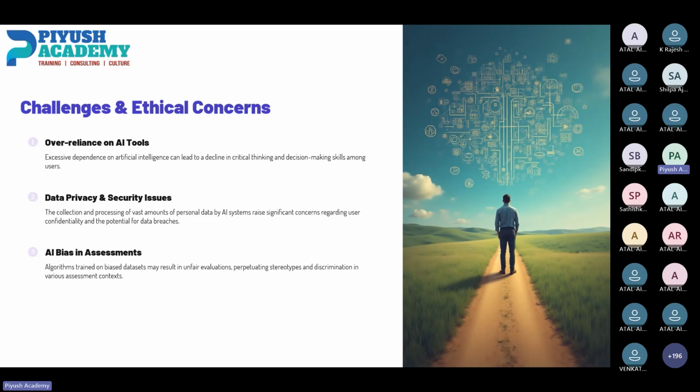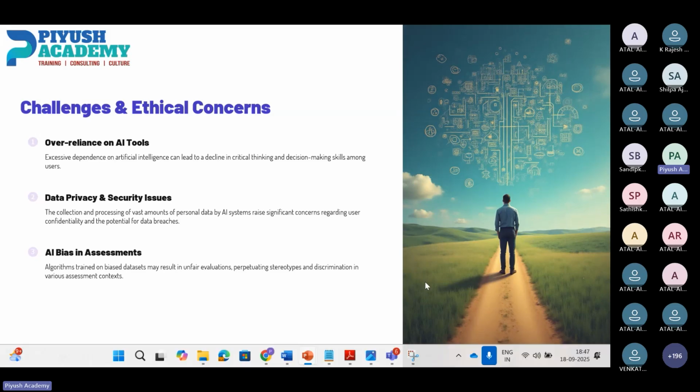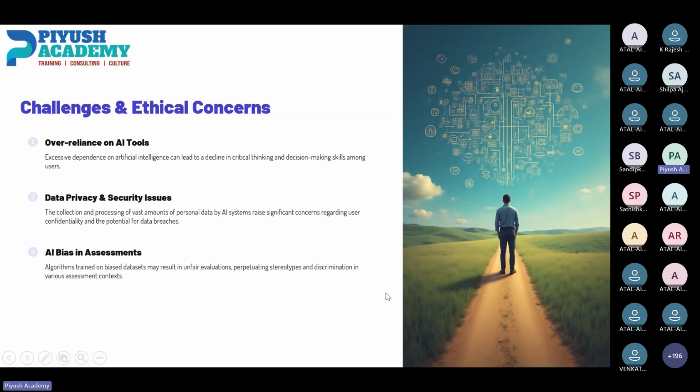Now AI bias in assessment. Algorithms trained on biased databases may result in unfair evaluation and all. So we need to be very clear where we need to use AI and where we do not, right? For creativity, the best part, again in the right sense. For making things automated, there is AI. Making our resources or materials available for the students easily, that's one of the things. So we need to be very clear where we are using it and where we are not using it.